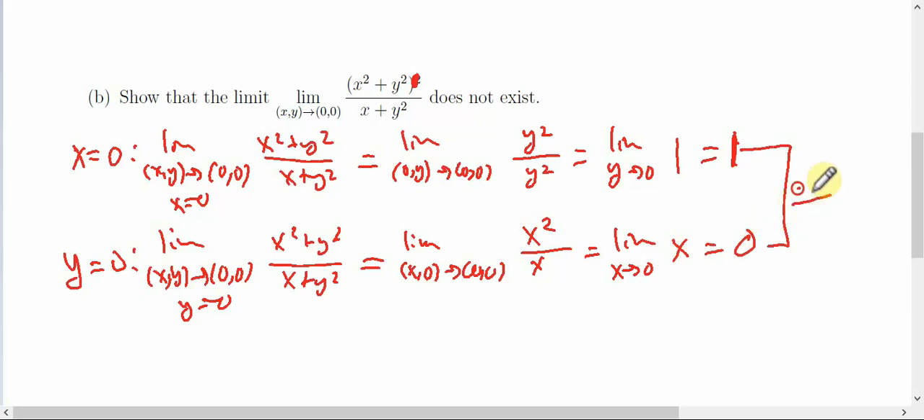Since these two are not equal, that implies that the limit does not exist. In other words, I have two paths where the limit along those paths is not equal. All the paths have to be equal for the limit to exist, and so that's enough to show it doesn't exist, just finding two of them. And there are other paths you could use, but might as well go with the two basic ones if they work.